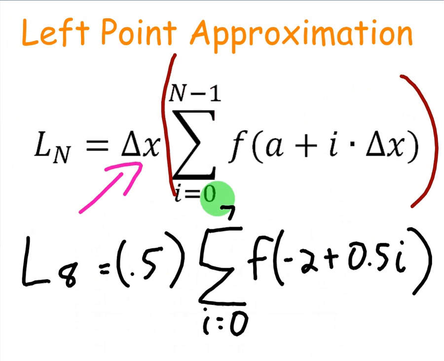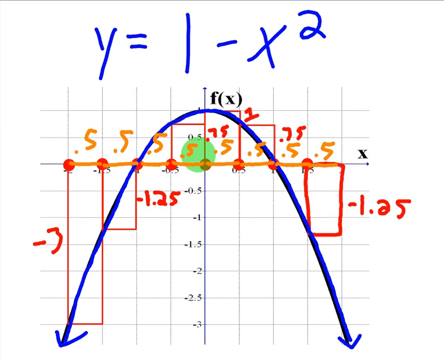Last thing I want to talk about is plugging all of this stuff into the general formula. So we said the width of each rectangle is 0.5. We can plug that in. We're going to use 8 rectangles, so we're going to plug in 8 for n. We're starting at -2, so we're going to plug in -2 for A.